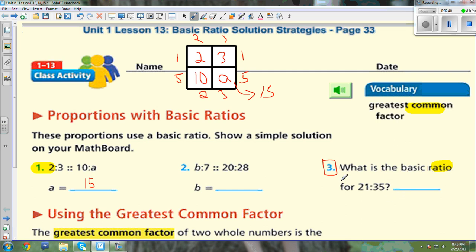So if you would please, number 3, 21 to 35. And then you're going to simplify it by dividing by 7. So if I were to take 21 and divide it by 7, I would end up with 3. If I were to take 35, divide it by 7, I would end up with 5. So your basic ratio would now be 3 to 5.